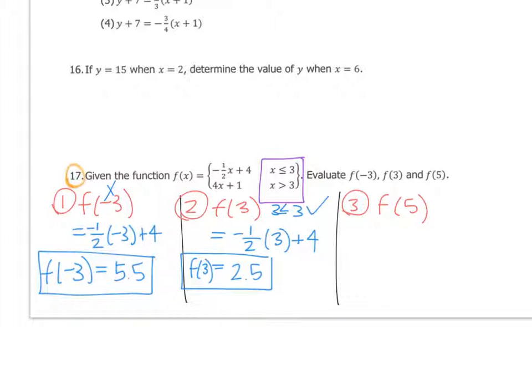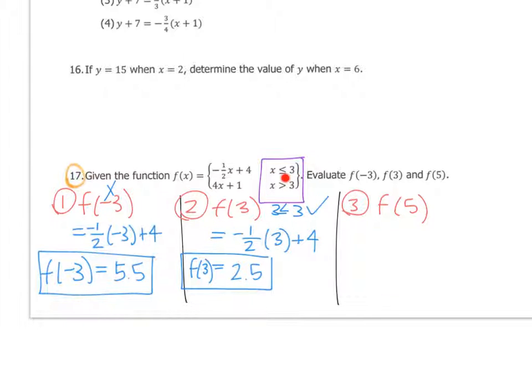You should end up with 2.5. F of 3 is equal to 2.5. Now we're looking at positive 5. So I read this first definition of x. Figure out: is 5 falling in this first category?